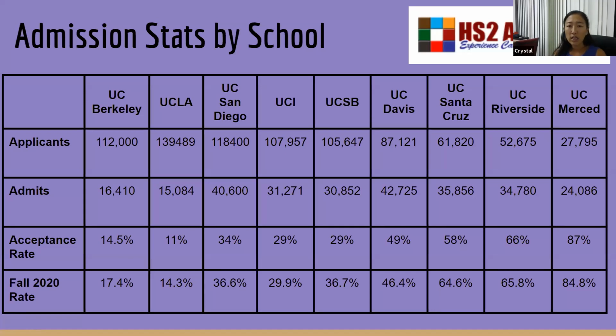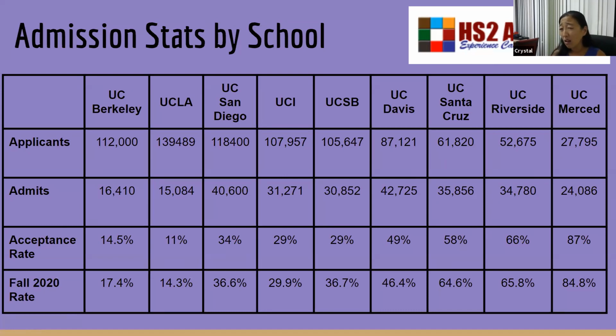All of them stressed how many applications they got this year, the major jump in applications. And so that resulted in a lower acceptance rate for every school except UC Riverside and UC Merced. The numbers prove, I mean, the stories don't always match what's actually happening.